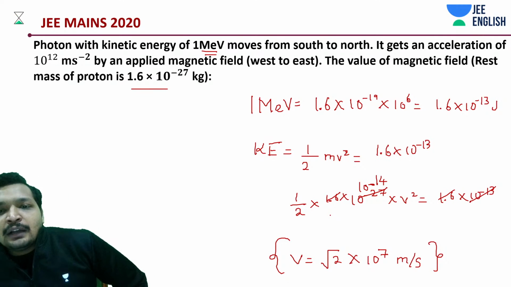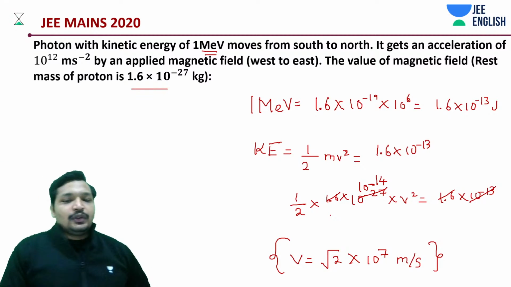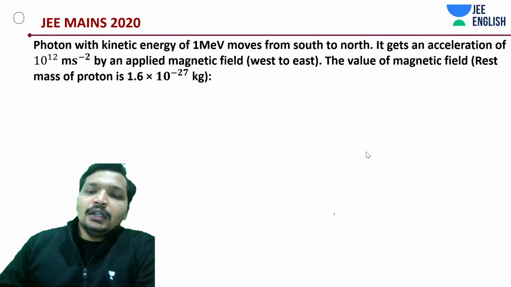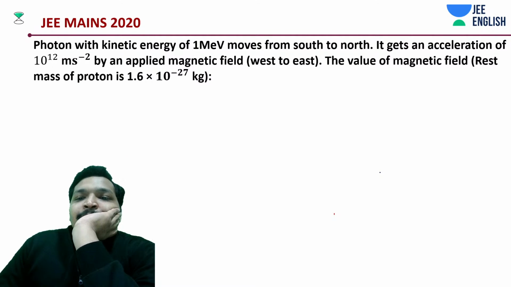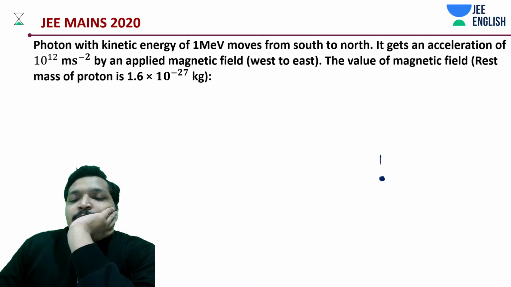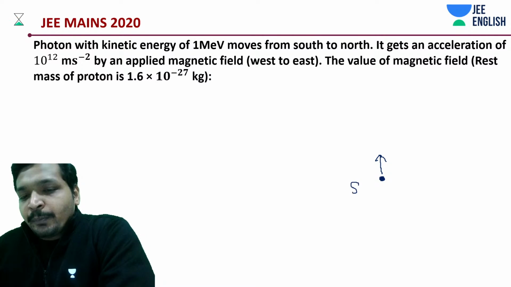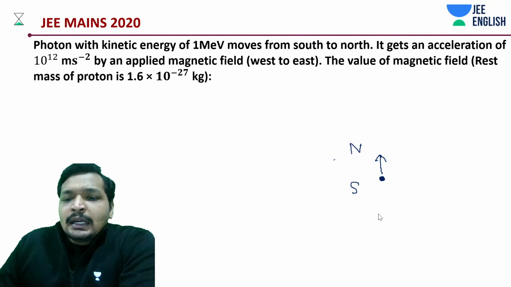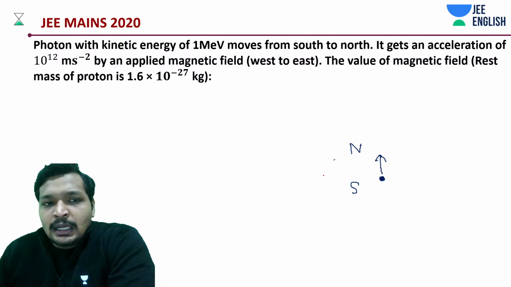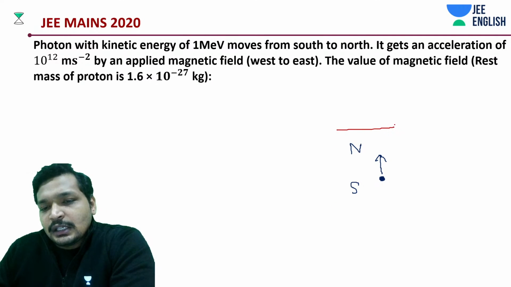Now, what do we have? We have some magnetic field value that we need to find. Now let's understand this thing. It's a very interesting problem, definitely. So it's moving from where to where? It's moving from south to north. So let's say you have a proton, and how is it moving? From south to north, very important. Why is this important? Because direction matters a lot. And then we have the applied magnetic field.